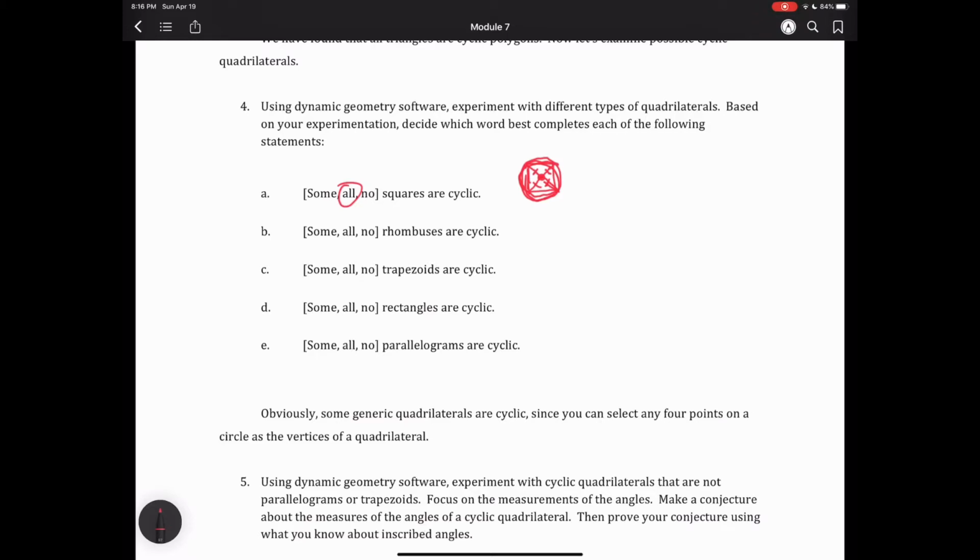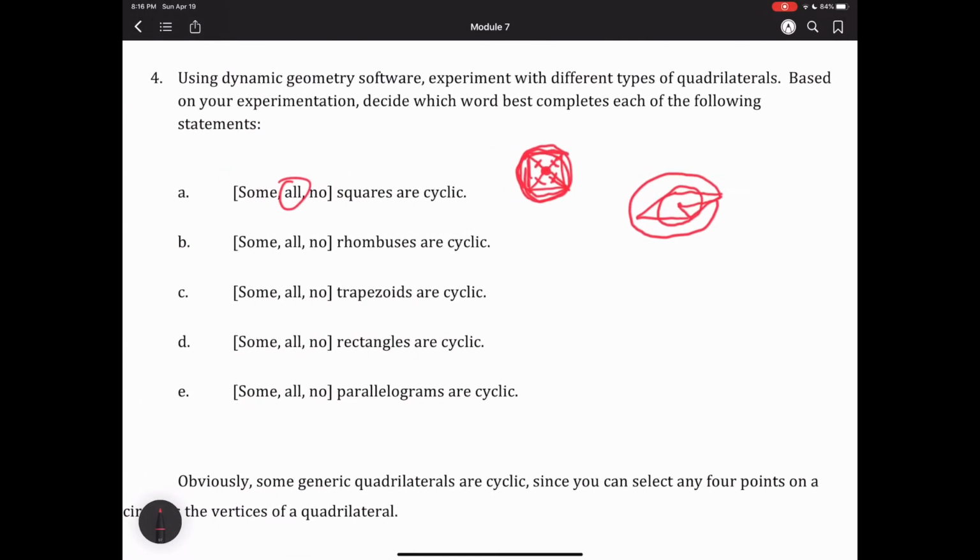How about rhombuses? Again, I'm going to try to disprove this statement, okay? So I might have a rhombus that looks like this. Now, if I try to make a circle here from the center, this radius would be much smaller than, say, this radius, right? So I actually cannot, in this rhombus, circumscribe a circle. It is not cyclic. But think about it. Isn't the one prior a square? Isn't that also a rhombus? Well, it is. So, in fact, some rhombuses are cyclic.